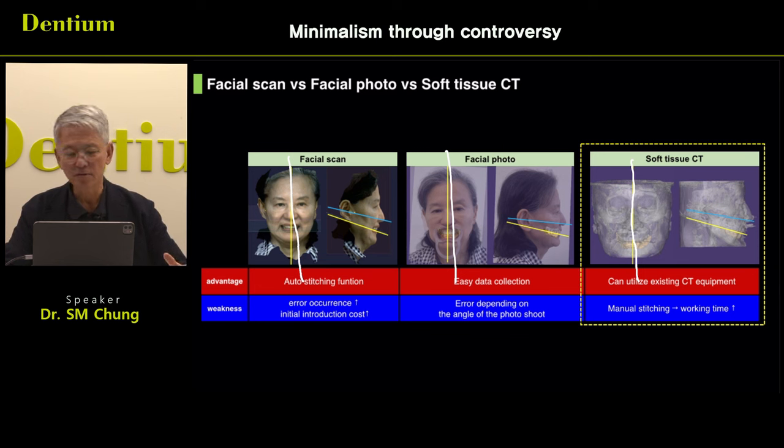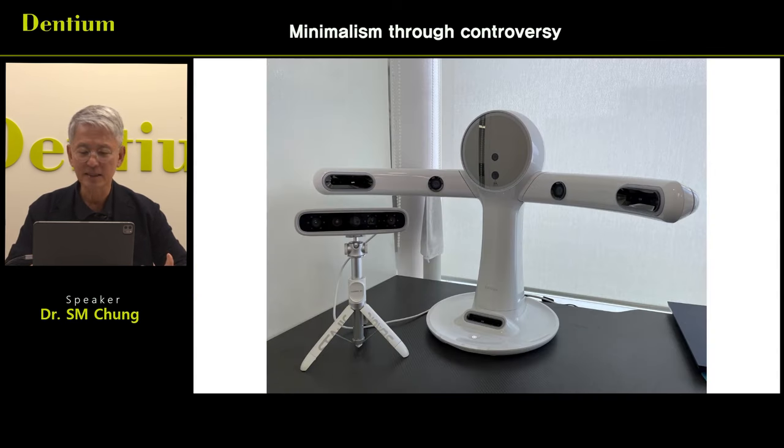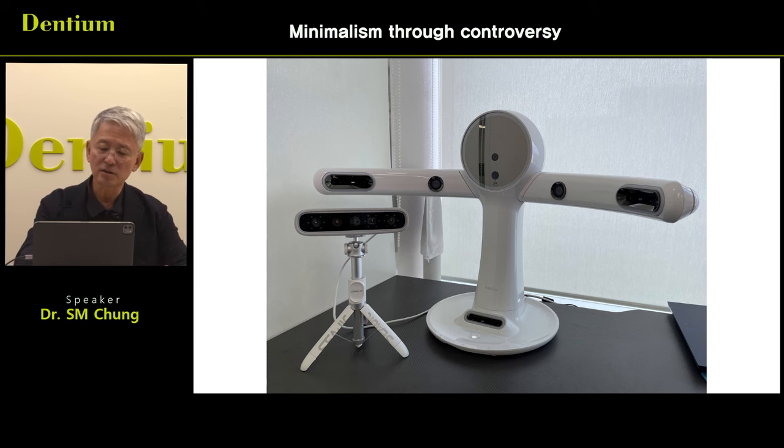We can take, with only one CT, a soft tissue profile and a hard tissue profile all together. So in my point of view, CT-based facial smile design is the best. And this is a ray. It's Shining 3D. And convenient, a little bit, not so much convenient, but the price is also much less.